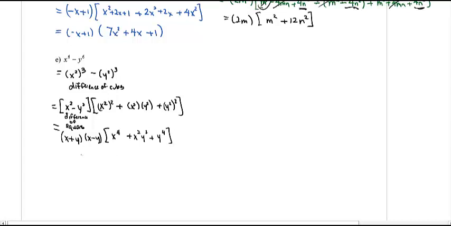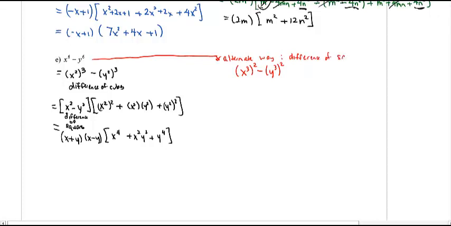But wait. For this particular question, who said we had to make it a difference of cubes? Couldn't we do it like this? Why don't we write it like this: x cubed squared minus y cubed squared. Couldn't we do that as well? So the alternate way is to write it as a difference of squares.